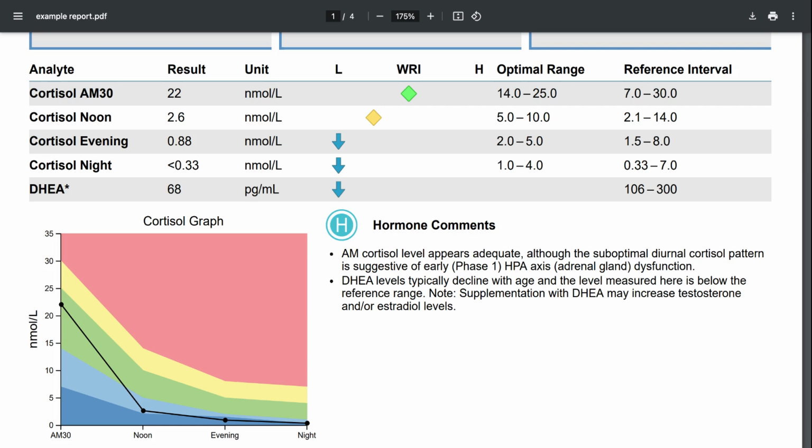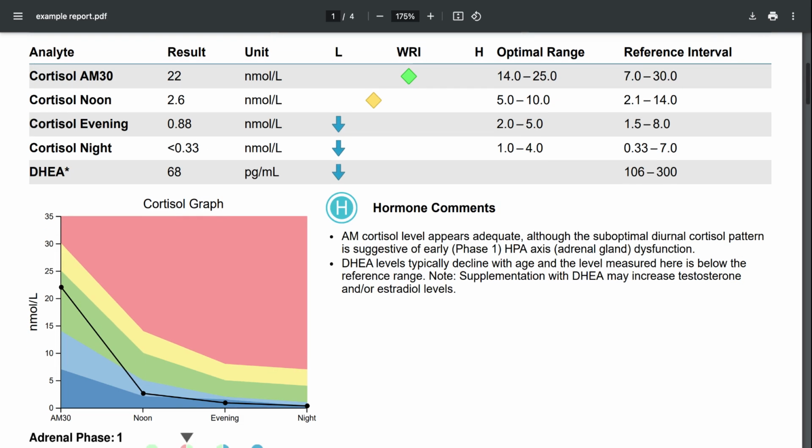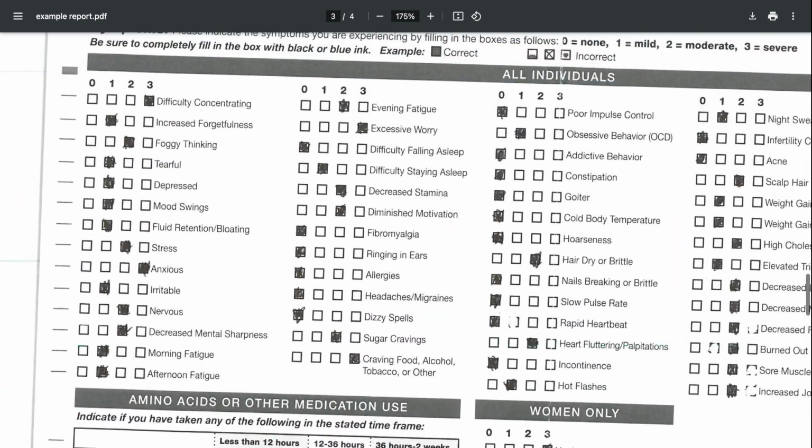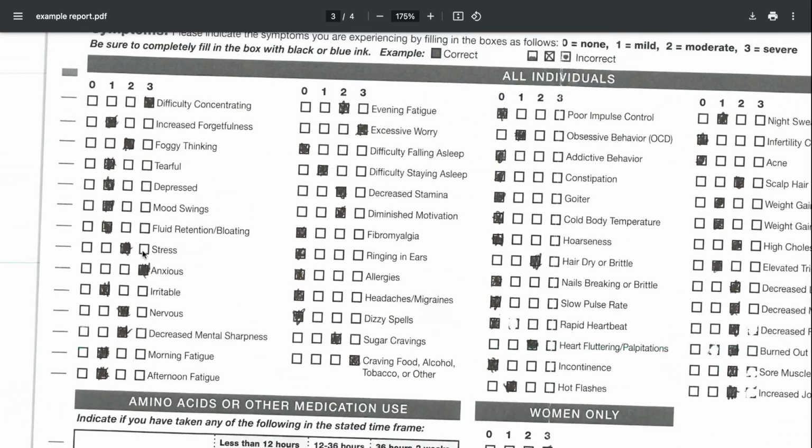If the morning's 18 to 20, I'd like to see midday around 7 or 8, and she's pretty low at 2. If we're 7 or 8 in the middle of the day, then I want to see 3 or 4 in the evening, and she was just under 1. And if we're 3 or 4 in the evening, I'd like to see somewhere around 1 at night, and hers was undetectable. That's what this little less than sign means. It was quite low.